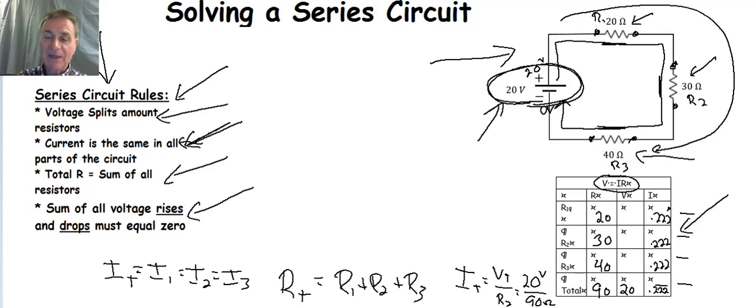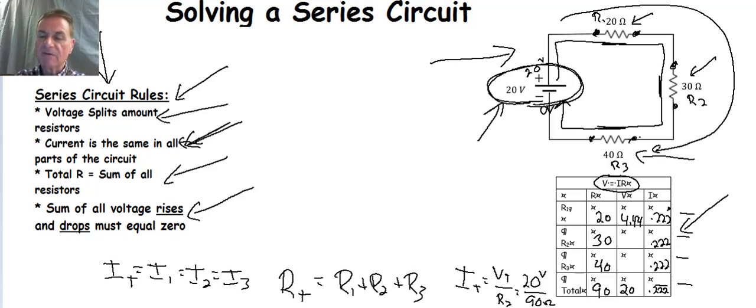Well, look at what I've got. In each row, I've got 2 of the 3 pieces of information that I need. Isn't that great? Well, voltage equals current times resistance. So I can now find the voltage dropped across each one of my resistors. So let's try that. If we multiply 0.222 times 20 ohms, 0.222 being our current, 20 ohms being R1, we get 4.44 for the voltage drop across R1.